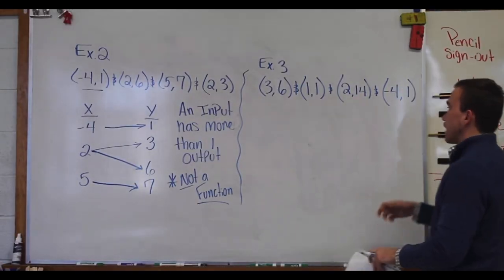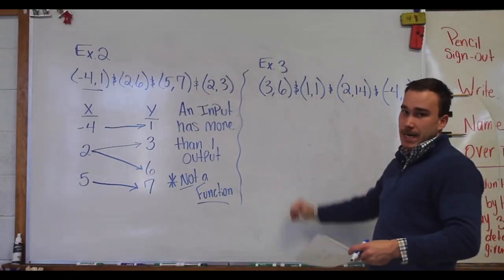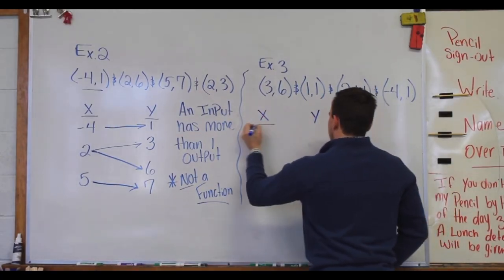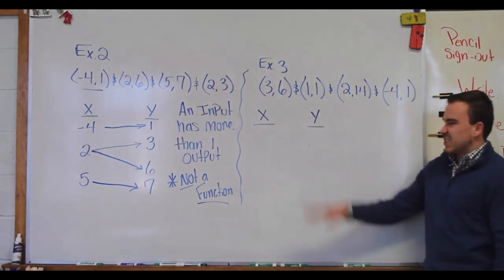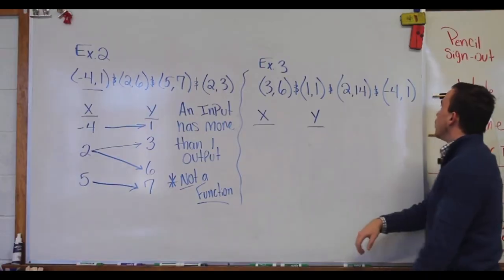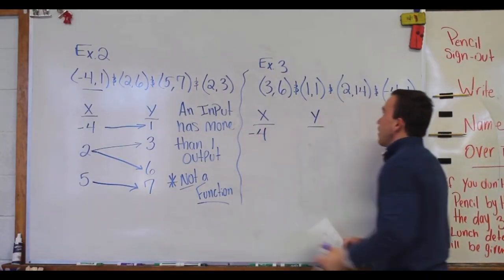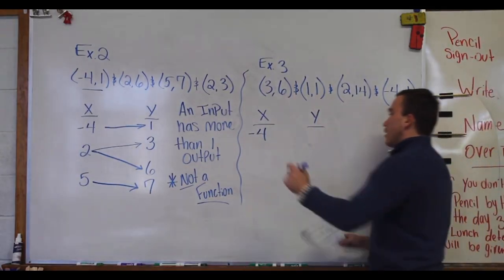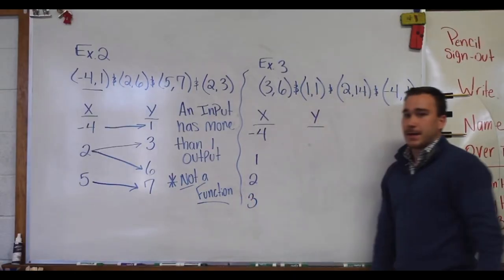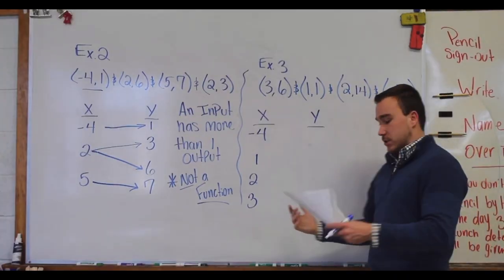Alright, moving on to example 3. Again, we have ordered pairs. Let's put it into a list of our domains and our range. We can do it vertically, so we do not need our fancy brackets. Just list them vertically. We're going to start with our smallest input, which in our case is -4. So -4 is the smallest, then we go up to 1, and then 2, and then our largest input would be 3. Again, all I'm doing is listing those inputs, or our x values, from smallest to largest.